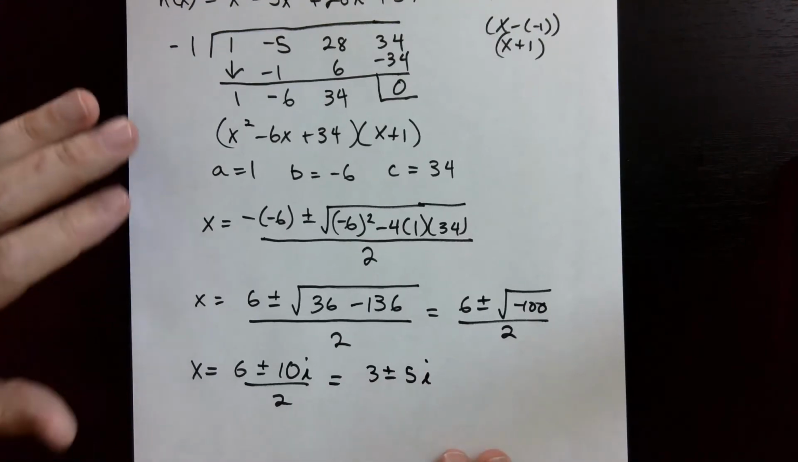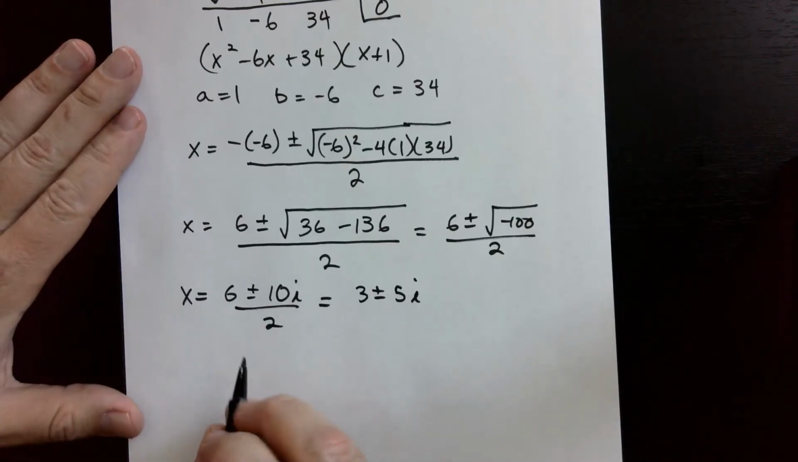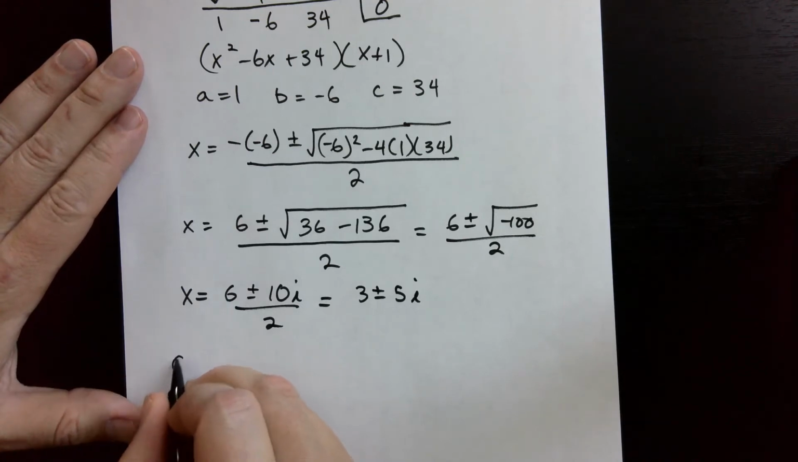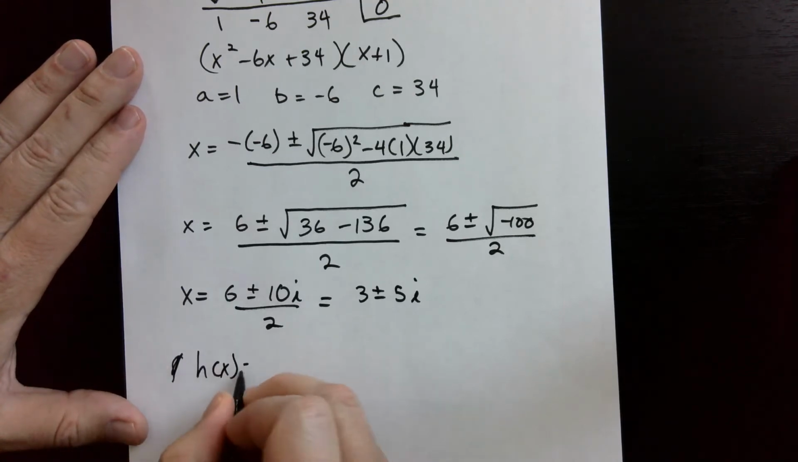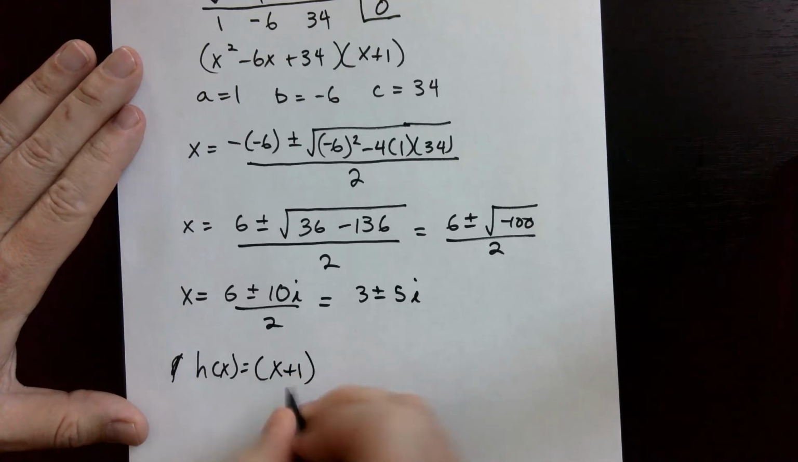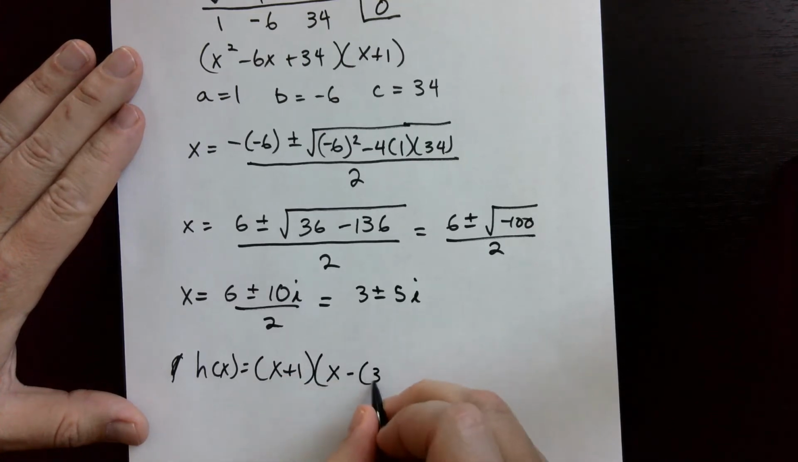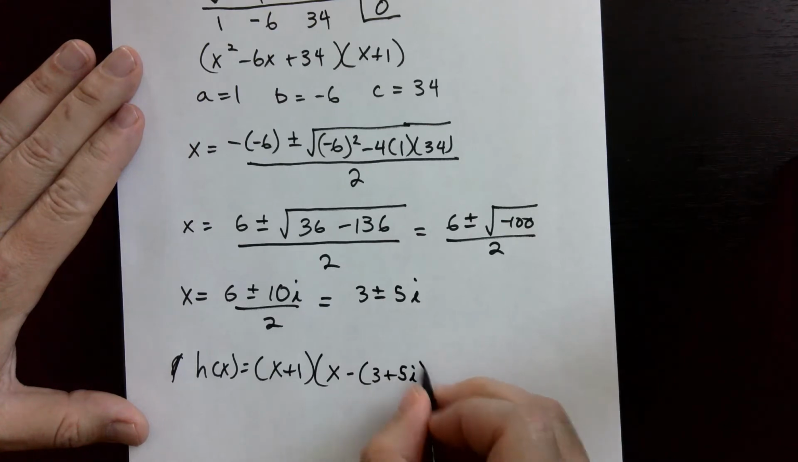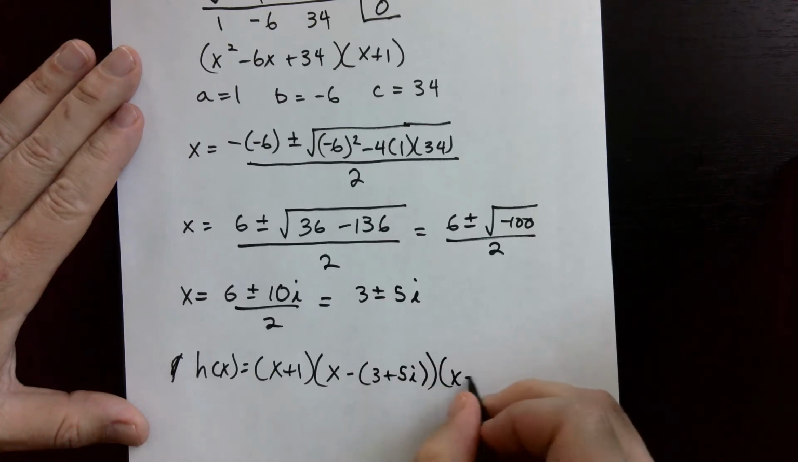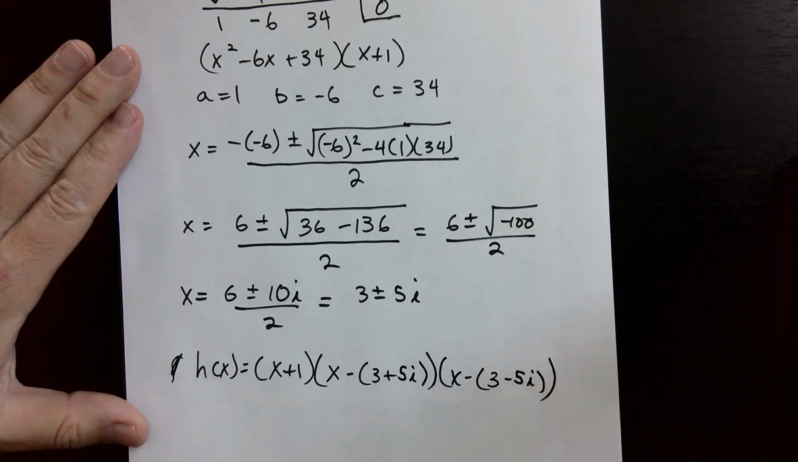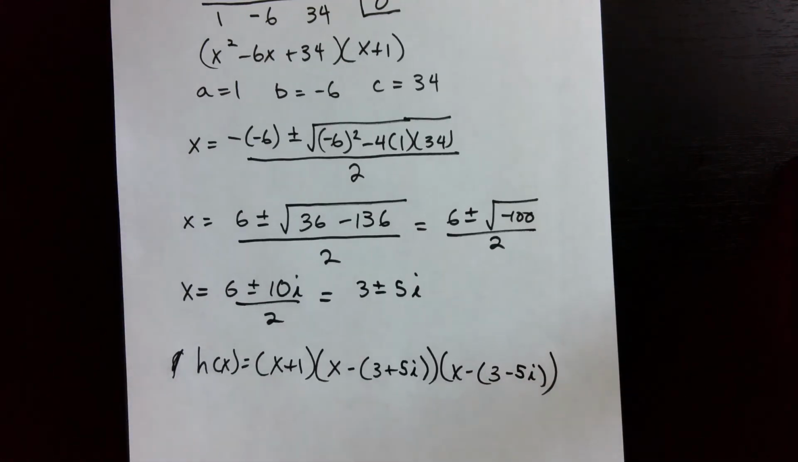Okay, so just like the last one, we're going to write in its factors. So the first one would be x plus 1. It's h of x. h of x is equal to x plus 1. Okay, and then we have x minus 3 plus 5i. And x minus 3 minus 5i. And that's it on that one.